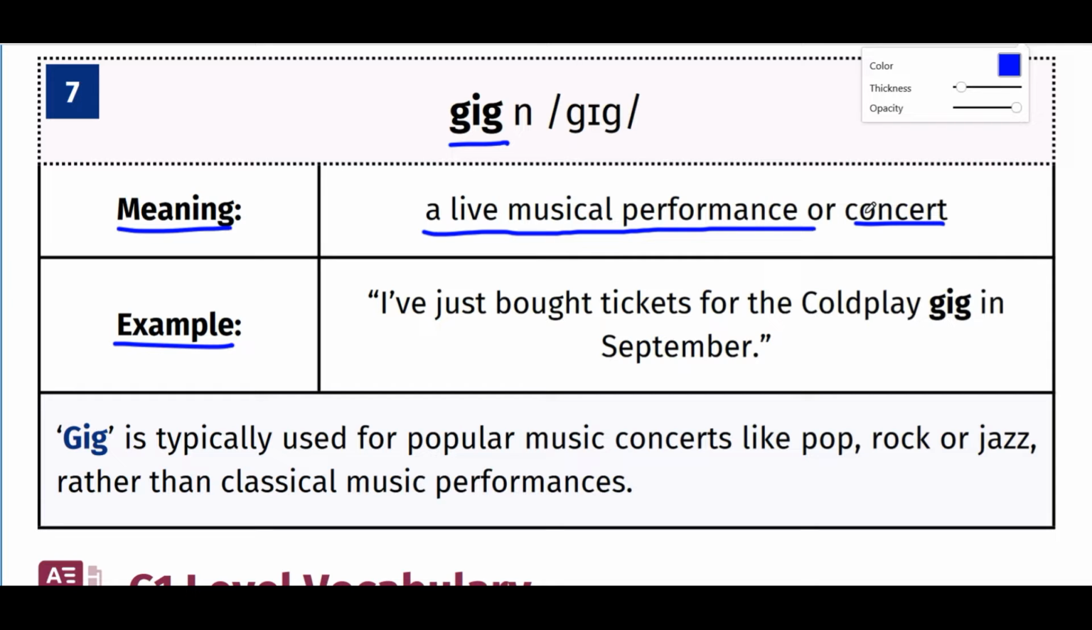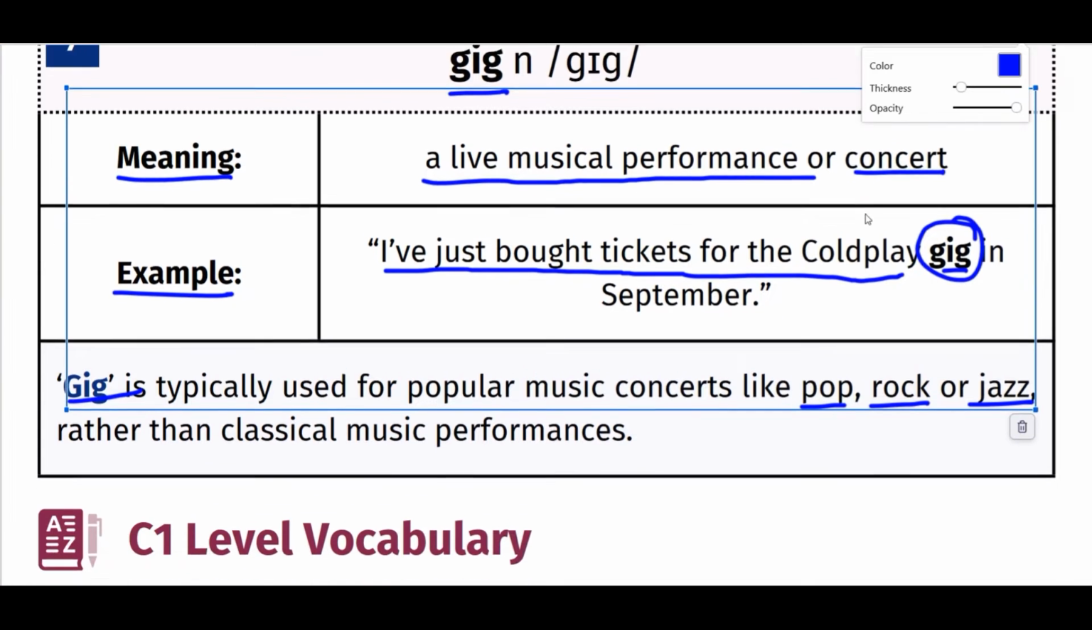For example, I have just bought tickets for the Coldplay gig in September. So this one, we are told that there is a gig that is coming in September, and I have bought tickets in preparation for that gig. Now we need also to understand the type of music that is performed under gig. So we have music like pop, rock or jazz rather than classical musical performance. Right, so we can move on to number 2.